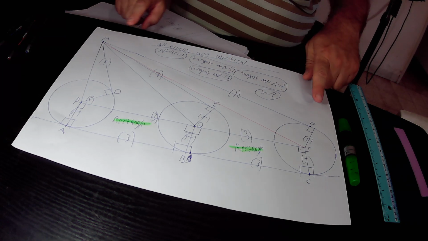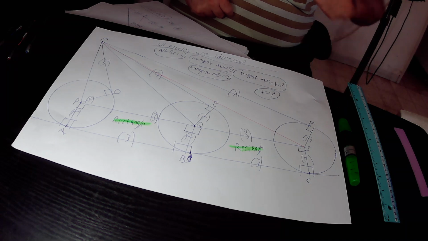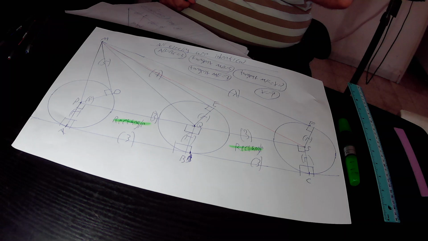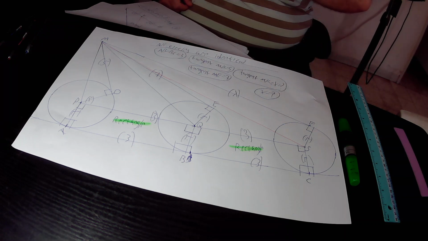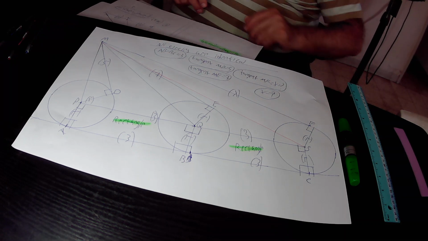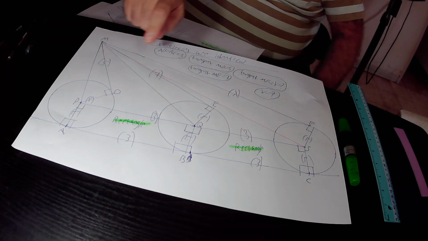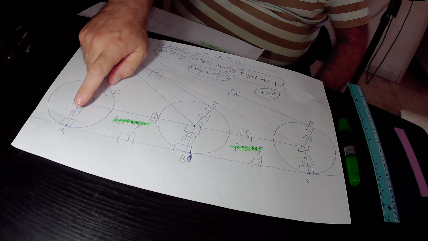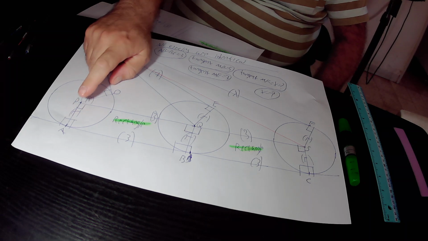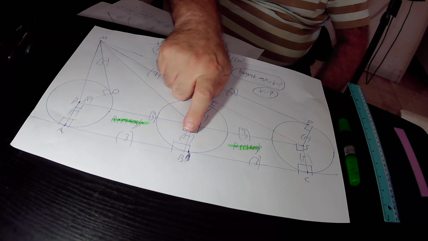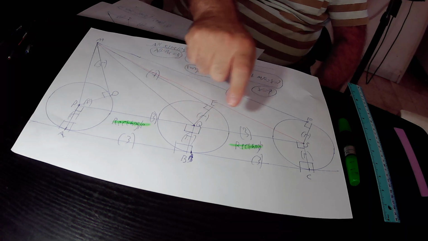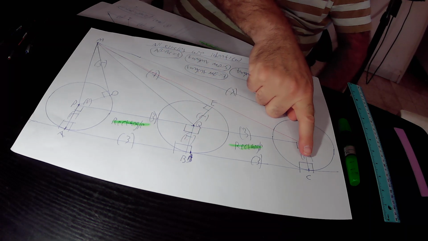Again, MF is tangent to this circle at point F. So in the domain, we have 3 identical circles, and we have the big tangent ABC. The big tangent ABC is tangent to this circle here at point A. It's tangent to this middle circle here at point B. And it is tangent to this circle here at point C.